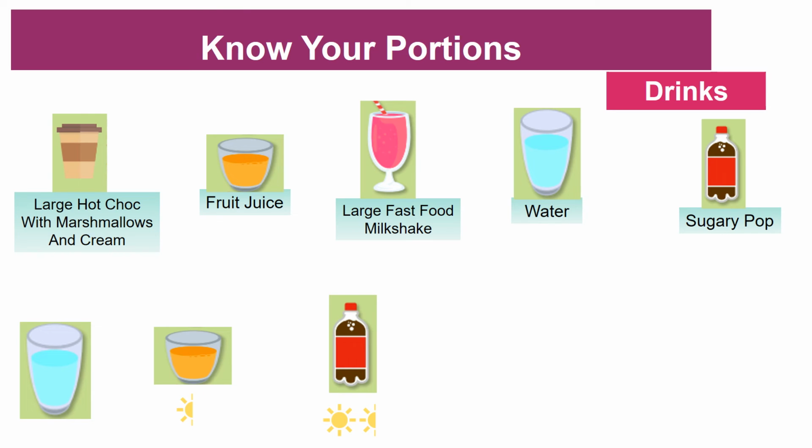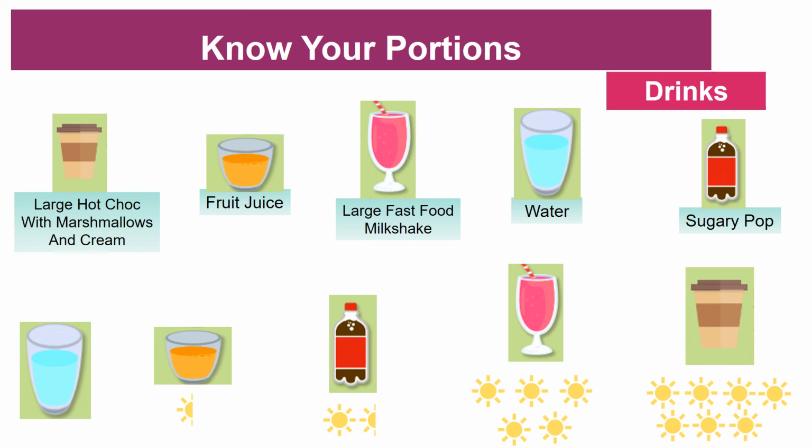Then it's sugary pop with 1.5 suns. Next is a large fast food milkshake, which has 6 suns. So that leaves the hot chocolate with cream and marshmallows with the most energy with 7 suns. So the hot chocolate with the added extras of the cream and marshmallow, large milkshake and sugary pop should be drunk less often. And try swapping these for sugar-free pop, low-fat hot chocolate without the extras, a homemade milkshake or smoothie, as these are all good lower energy options.